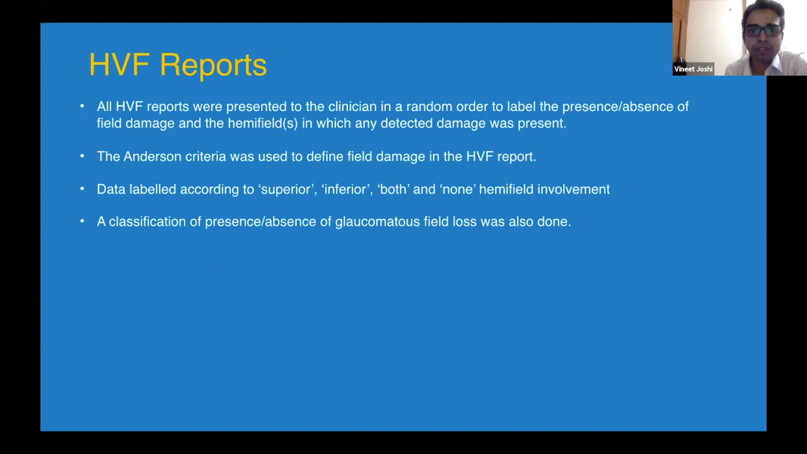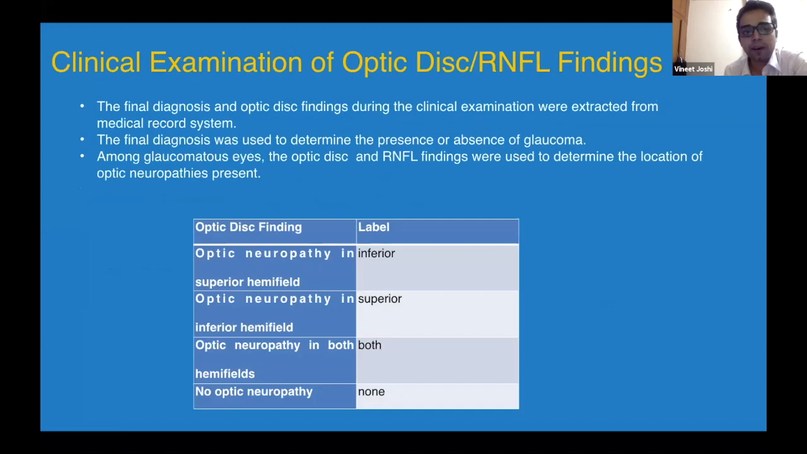For the HVF reports, the Anderson criteria was used, and the data was labeled if having any hemifield involvement, either superior, inferior, or both. And primarily, the clinical examination performed by the doctor was the gold standard over here. The HVF was not considered as the gold standard. The primary examination by the doctor for the optic disc and the RNFL findings, including the visual function, the vision perimetry, was considered as the gold standard.